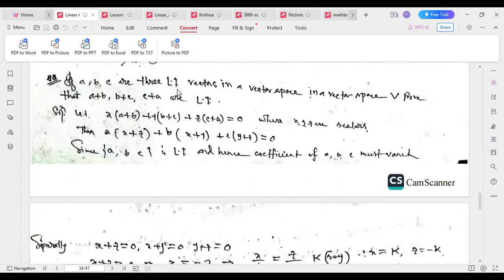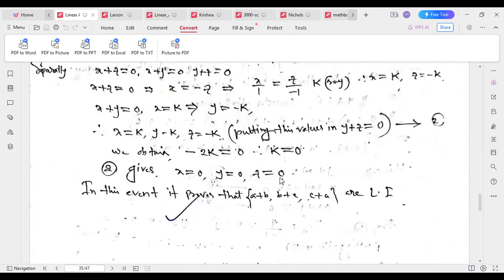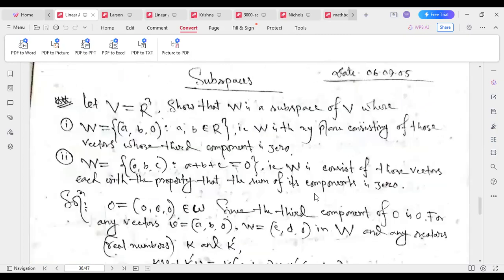If a, b, c are linearly independent vectors in a vector space, then prove that a plus b, b plus c, and c plus a are also linearly independent. Just making the linear combination and solving, we get x, y, z equal to 0. So this proves that a plus b, b plus c, c plus a are linearly independent.